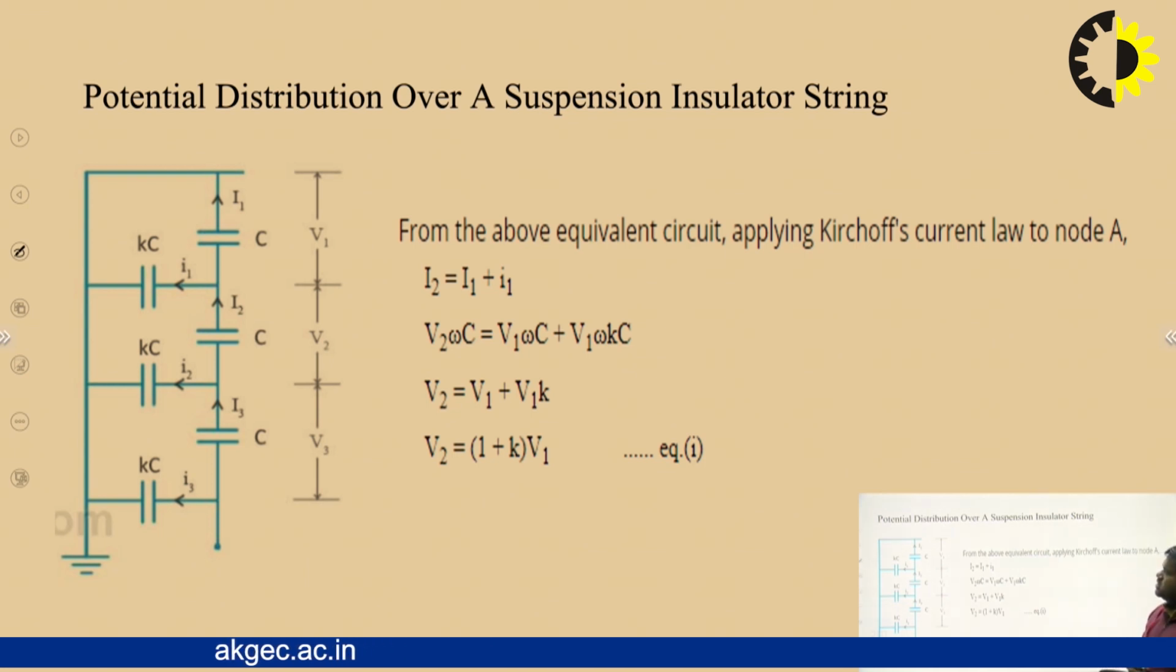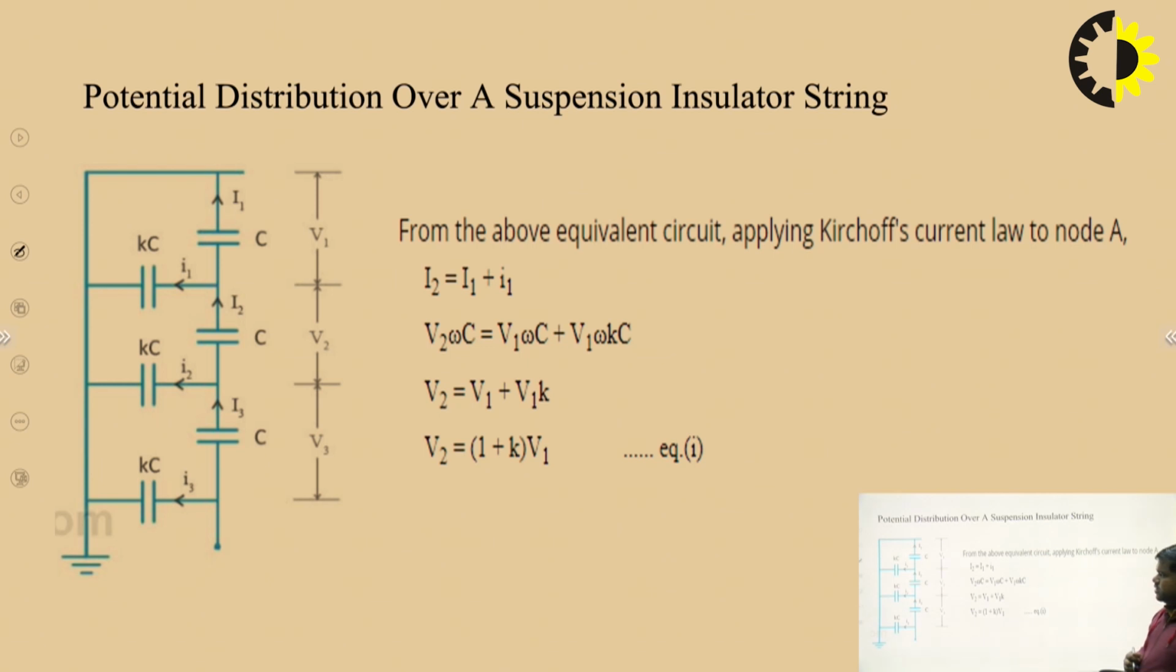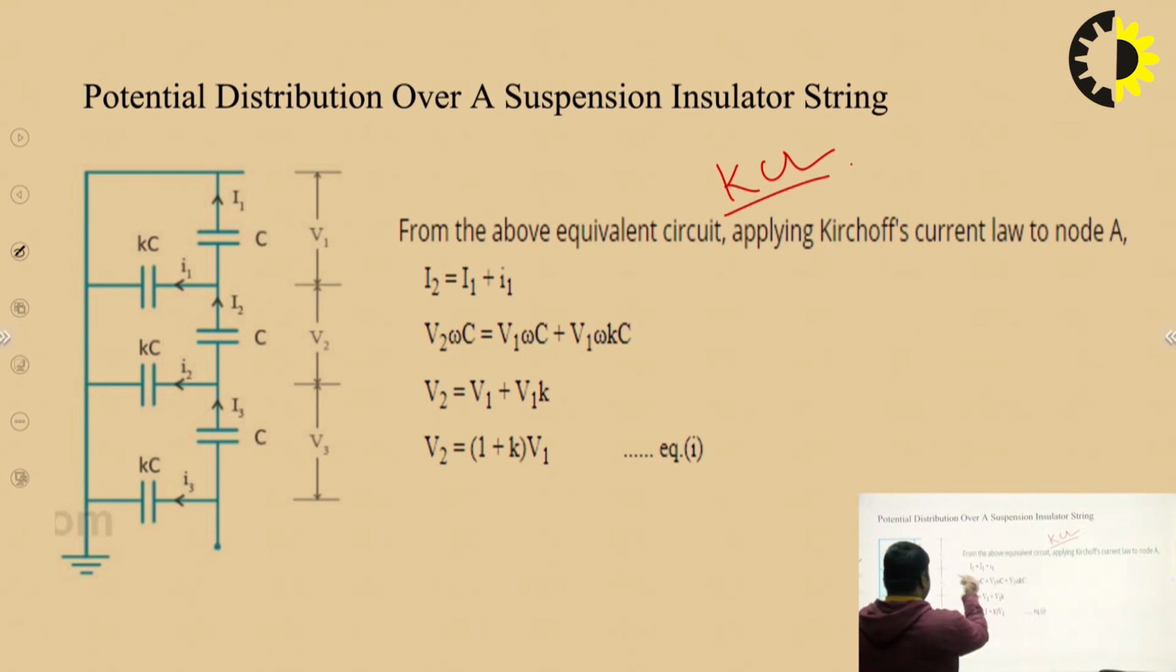So, potential distribution over a suspension insulator string. We will see from the above equivalent circuit, applying KCL. KCL is Kirchhoff's current law. There are two laws, KVL and KCL. In KCL we will see, this diagram we already discussed in the previous slides.